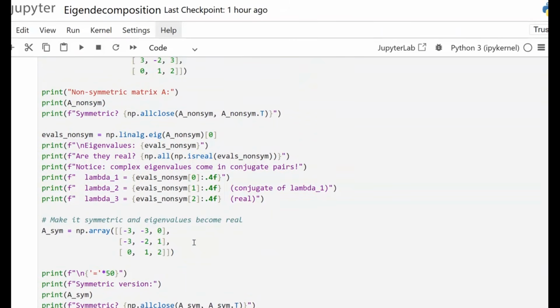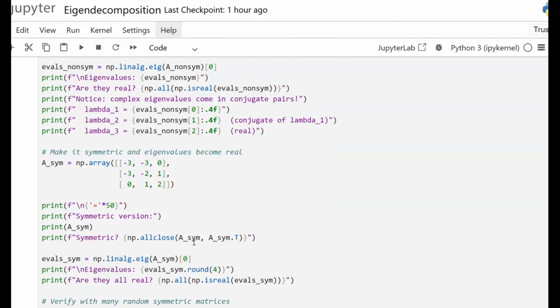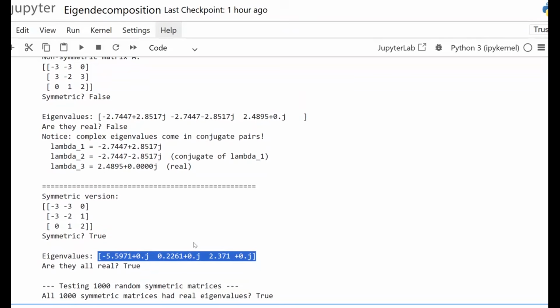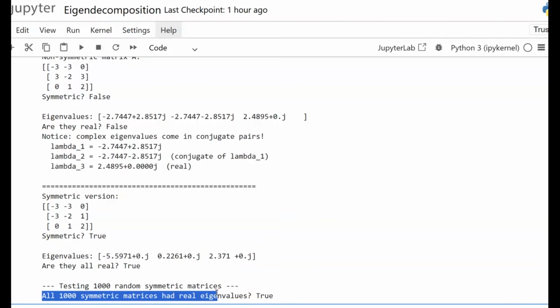Complex values occur in conjugate pairs. And when coming towards symmetric matrices, they always have real eigenvalues, structurally well behaved, and here empirically 1000 symmetric matrices all gave real eigenvalues. So this distinction is foundational for understanding when eigendecomposition yields stable, interpretable results.